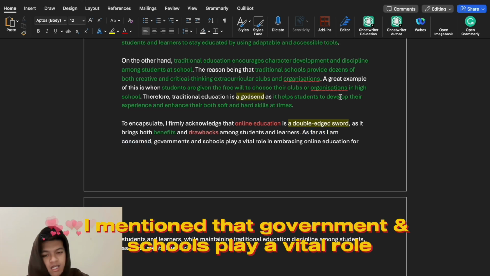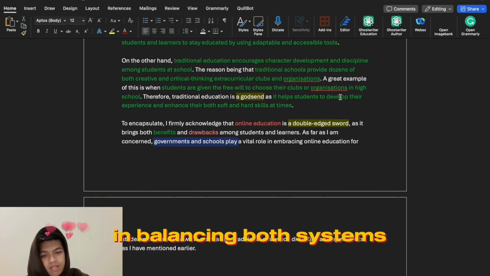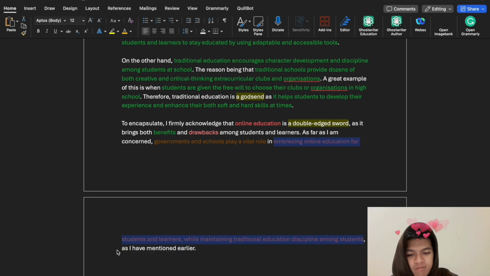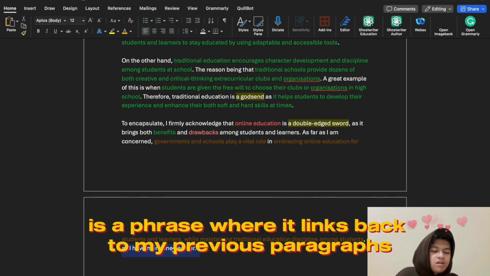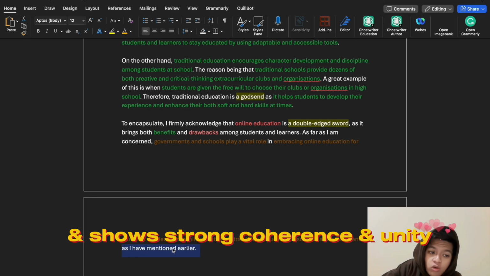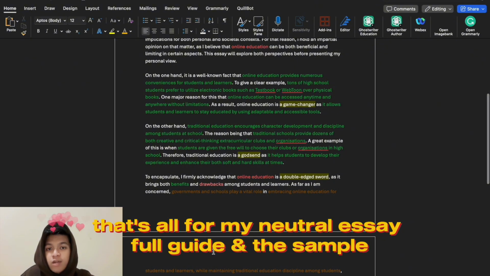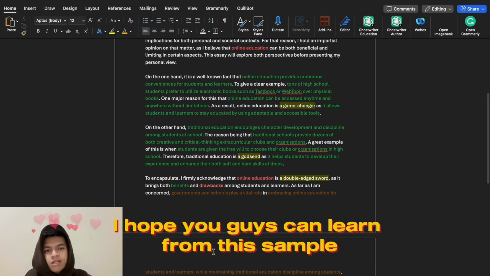I mentioned that government and schools play a vital role in balancing both systems, embracing online education while maintaining traditional education. Discipline, as I mentioned earlier, is a phrase where it links back to my previous paragraphs and shows strong coherence and unity. That's all for my neutral essay full guide and the sample. I hope you guys can learn from this sample.